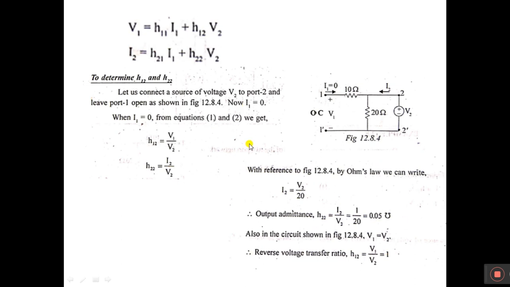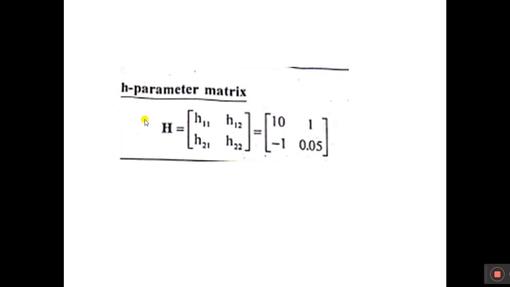Now, why I take this question is that sometimes students get confused about which one is short circuit and which one is open. For that, some basic idea. This is the final answer, the H matrix. Basic idea, I am going to take method 2.